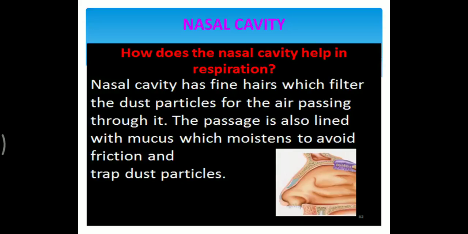Nasal cavity, let us see a few points about nasal cavity. How does the nasal cavity help in respiration? Nasal cavity has fine hairs which filter the dust particles from the air passing through it. The passage is also lined with mucus which moistens to avoid friction and traps dust particles. Small hairs you might have observed in your nostrils. They avoid the dust going inside, and they also release some mucus so that the dry dust doesn't go inside and cause any trouble to us.